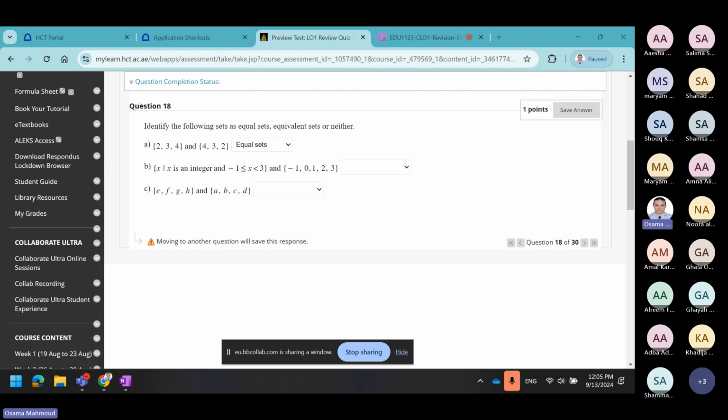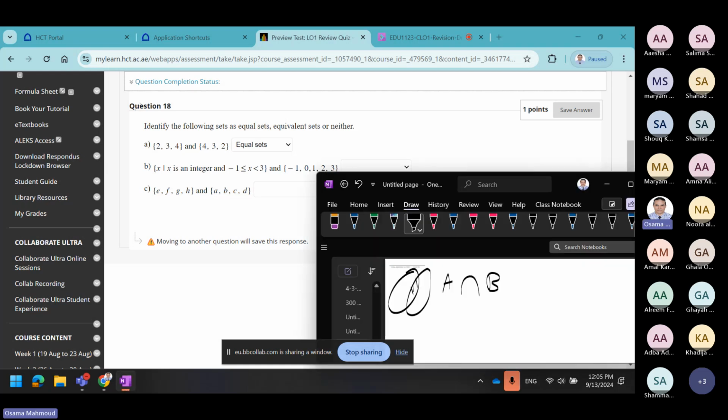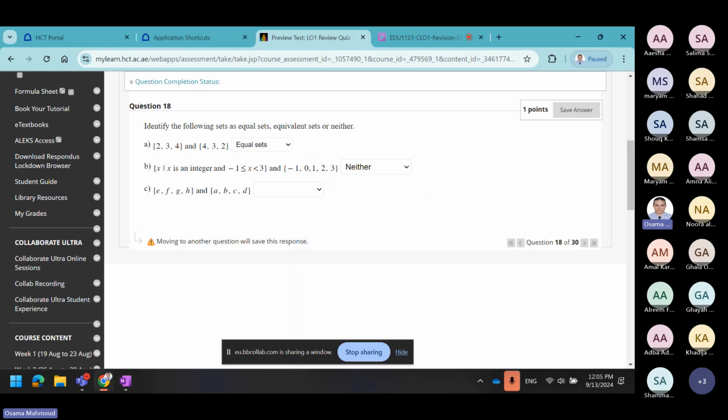Okay, what about the second one? You have x is an integer between -1, so minus or equal -1. So -1 is included, 0 is included, 2, but 3 is not included because you don't have equal in this one. You compare this one and this one: -1, 0, 1, 2, 3. They are not equal. This one is a subset of this one, right? So they are not equal, not equivalent. So I can choose neither, right?